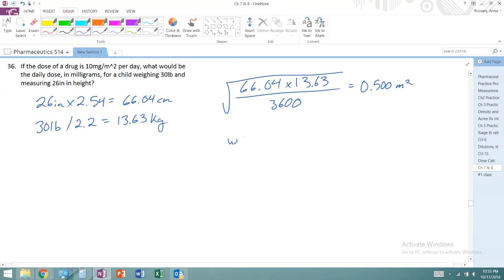Now on the other equation, it is weight to the 0.425 times height to the 0.725, and then times 71.84. And then that's all divided by 10,000. So that's the other one that we're going to do. So let me put in our height and our weight. Our weight was 13.63, and our height is 66.04.